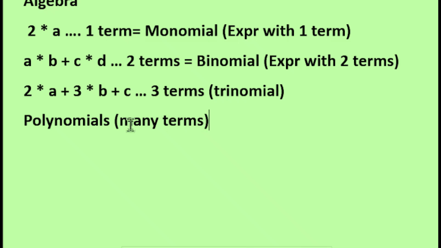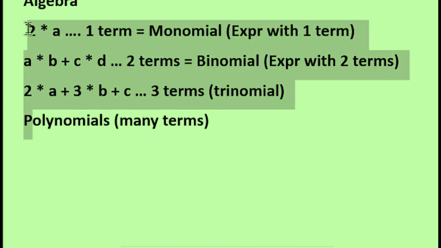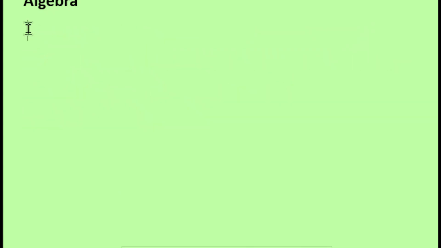These are polynomials. So polynomials with 1 term, monomial. Polynomials with 2 terms, binomial. Polynomials with 3 terms, trinomial. And after that, you can have more, but we don't use special names. Now, one thing is important. The multiplication sign is omitted in algebra in certain cases.